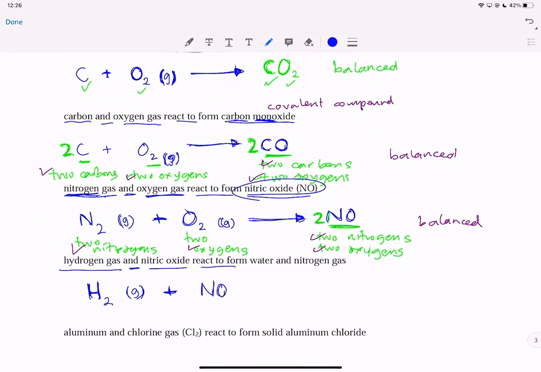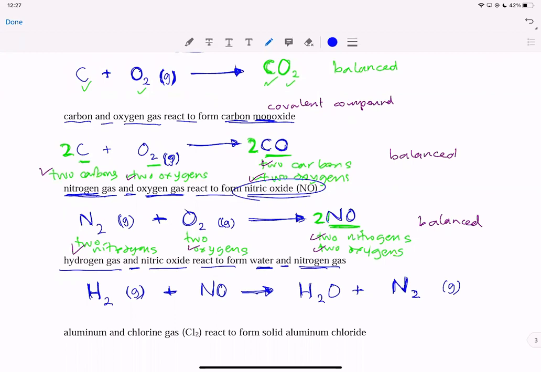Okay, so this reacts to form water. Water is the name, but the chemical formula for water is H subscript 2 O. Then you have a plus sign, and nitrogen gas. So you want to write the nitrogen element symbol N with a 2. Nitrogen is another one of those that's always diatomic. There's always 2 of them.